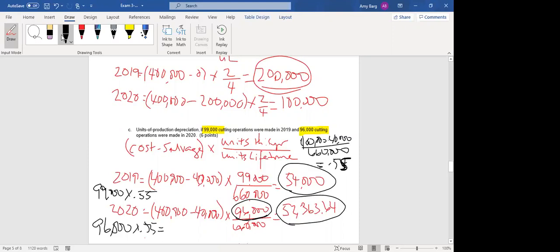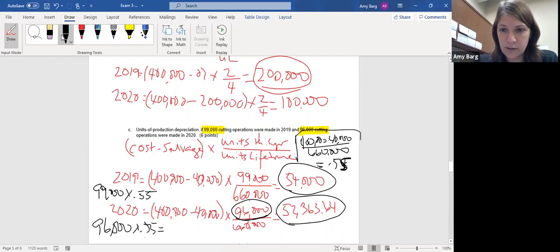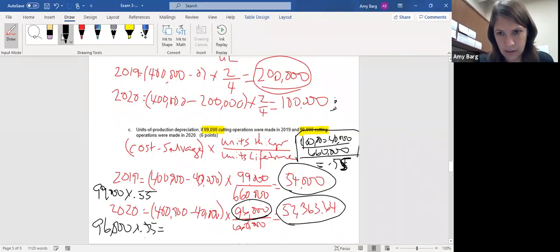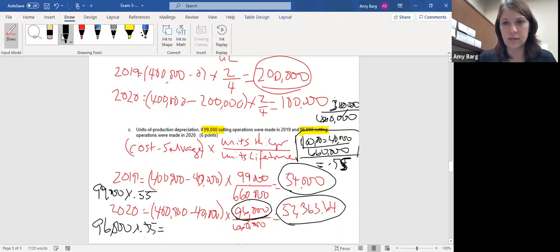I'm sorry? Where are you getting the 55 cents from? Right here. So this 400,000 minus the 40,000, that's 360,000. Screen is not working great. And then if you divide that by the total number of units that you're expected to be able to produce, so the 360,000 divided by the 660,000, you'll get 0.54545454 repeating. So it's roughly 55 cents per unit. Okay, thanks. Okay?